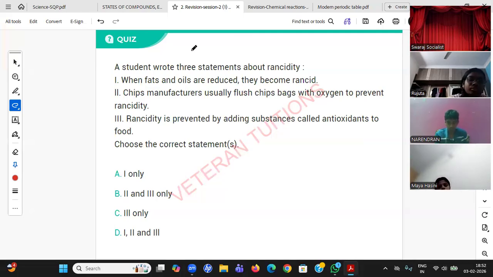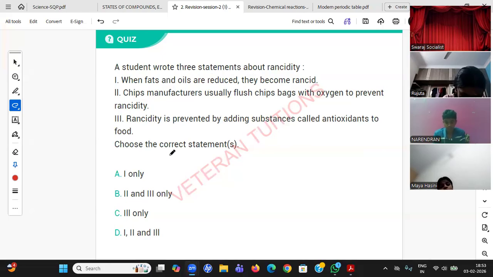Narendran, you're right. Harshini, right. Rujuta, right. Maya, right. Shayan, right. Jahnavi, right. Megha, right. Now you all are veteran tuition kids.